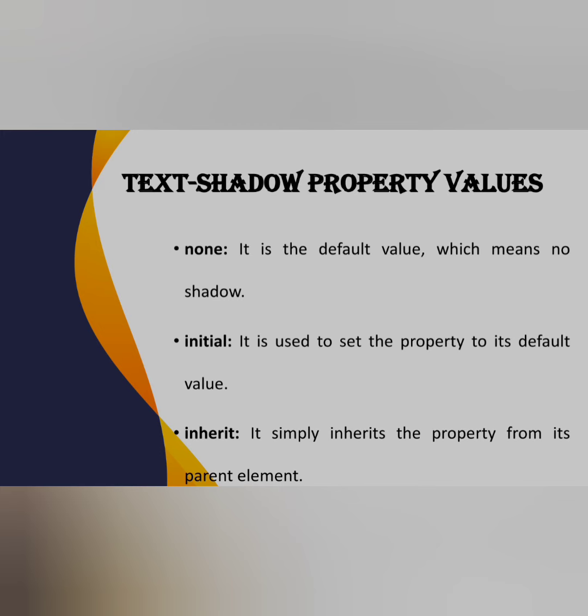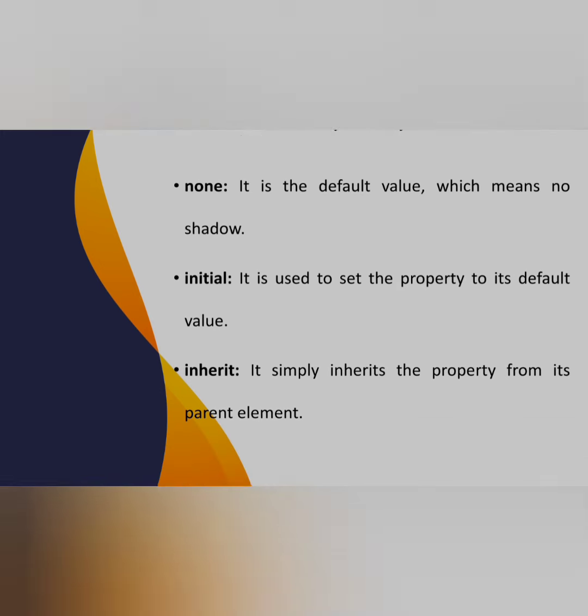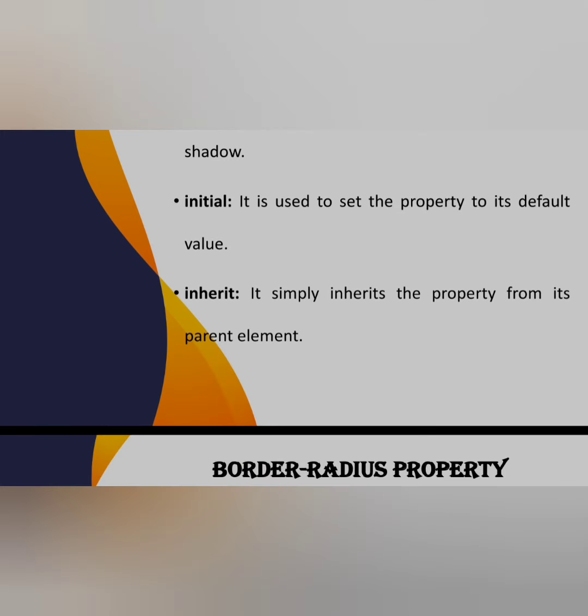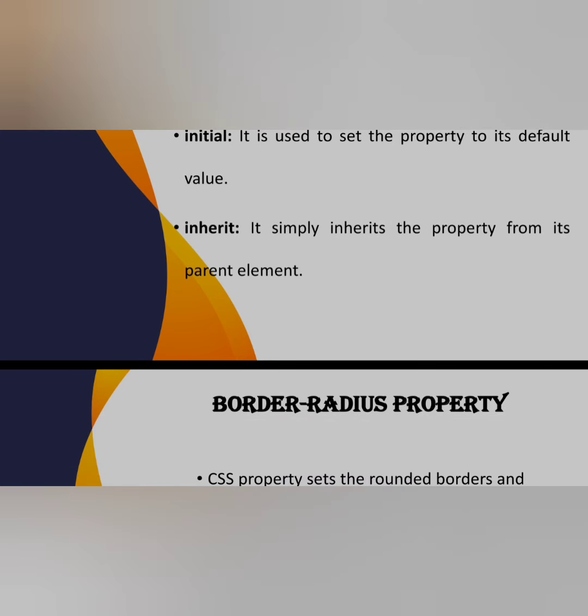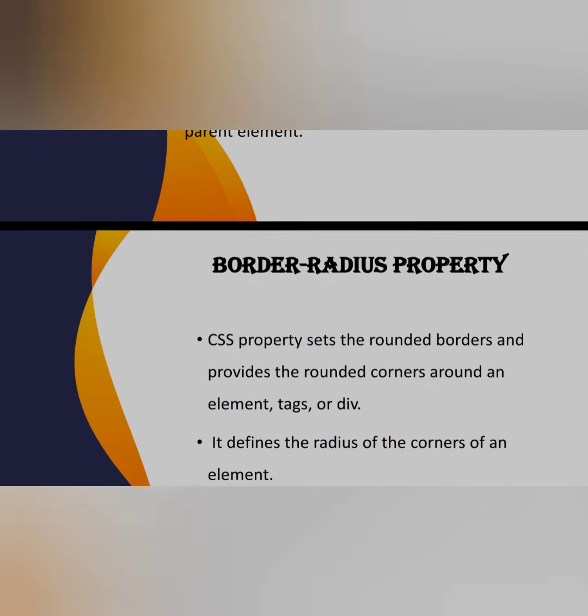None is the default value, which means no shadow. Initial is used to set the property to its default value. Inherit simply inherits the property from its parent element.